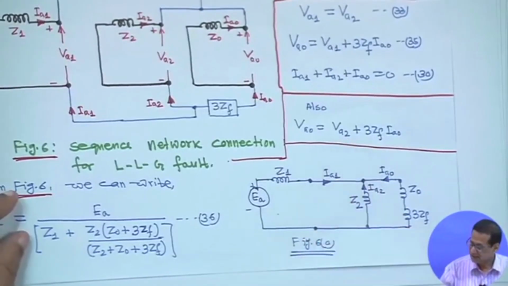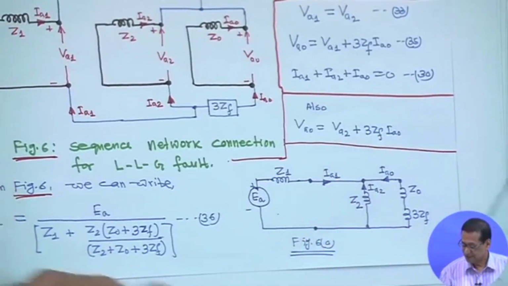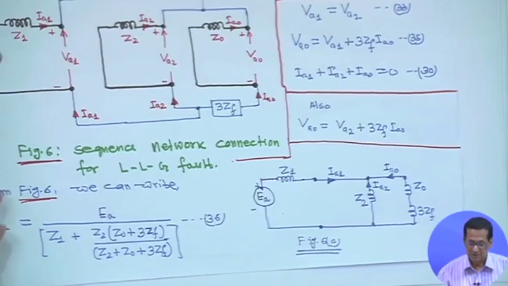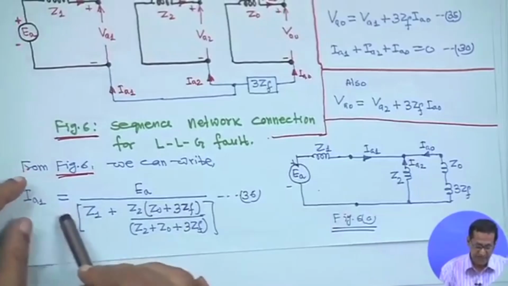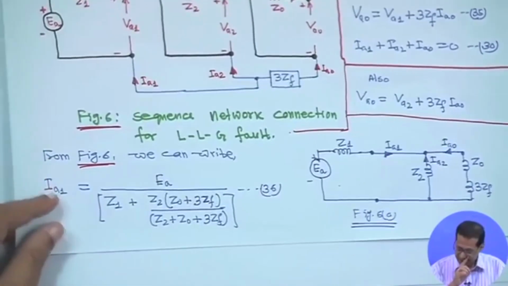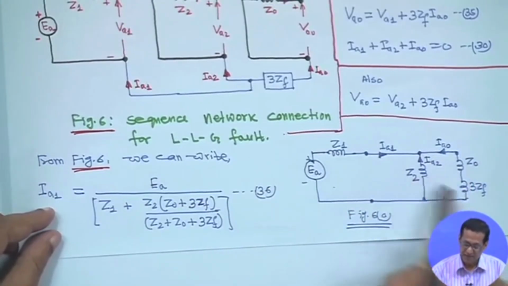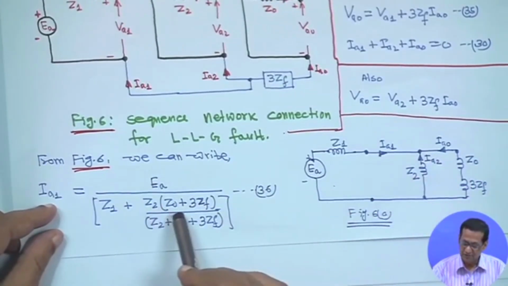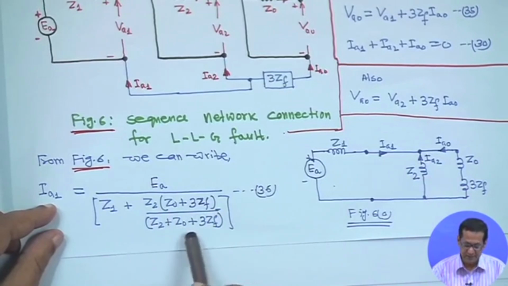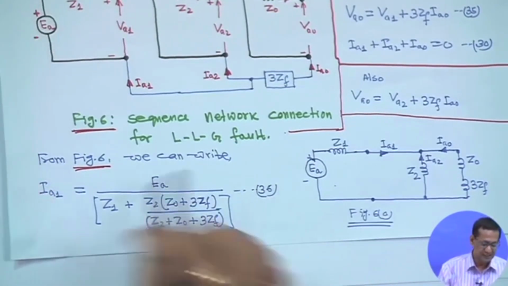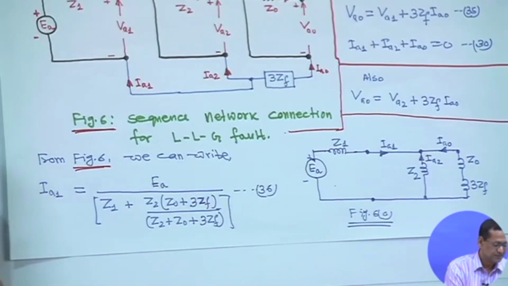So, here they are referring to equation 33. So, that means my IA1 is equal to EA divided by Z1 plus the parallel combination of Z2 into Z0 plus 3ZF divided by Z2 plus Z0 plus 3ZF. This is equation 36.